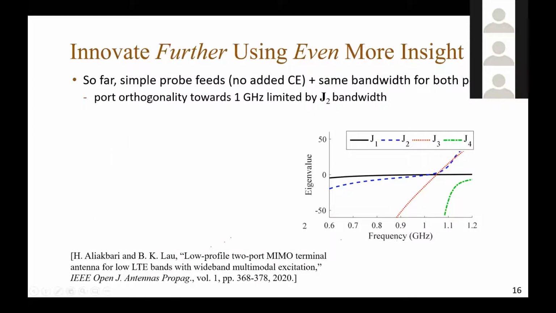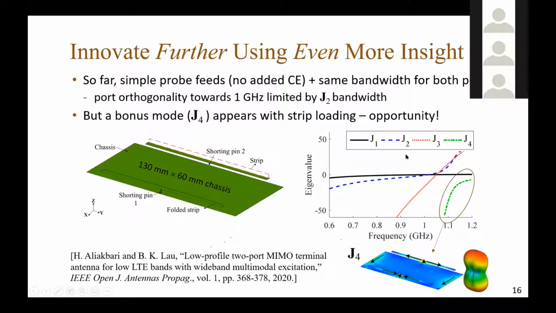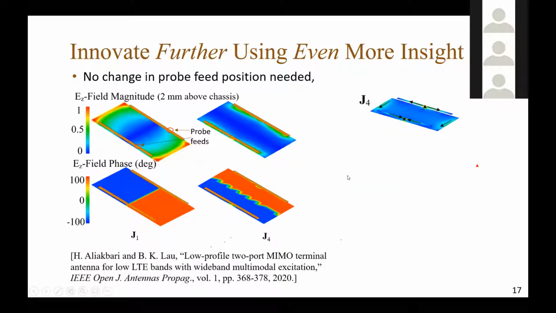So far we have a simple probe feed, no added coupling element. We have the same bandwidth for both ports, but the bandwidth is limited because mode 2 has limited bandwidth. So what can we do? We notice that there is a new mode at the higher band edge, and we find this to be useful for our purpose. It has this bidirectional pattern, and by noticing the current distributions, we can in fact tune this mode to our purpose by adding some slots.